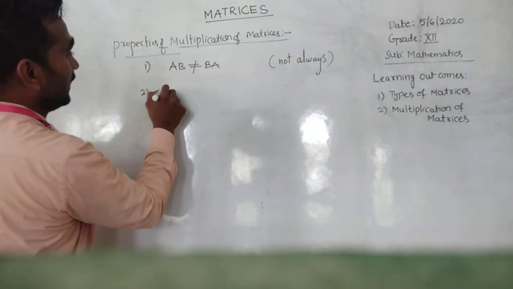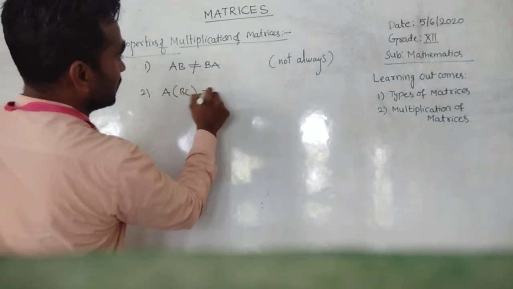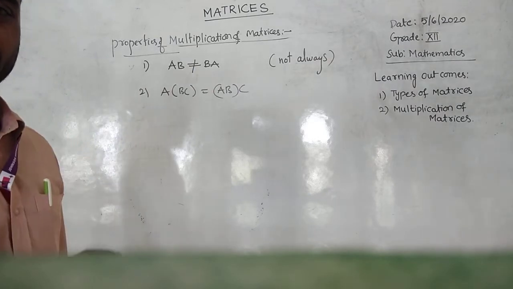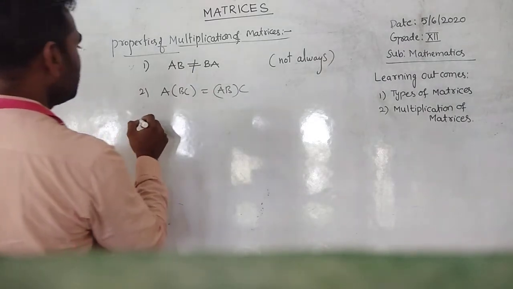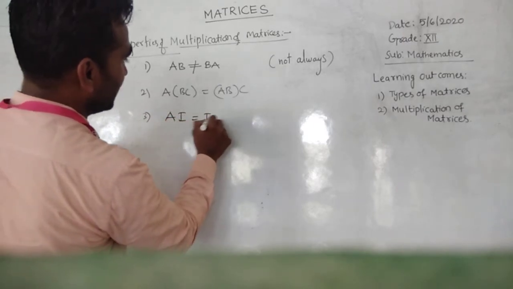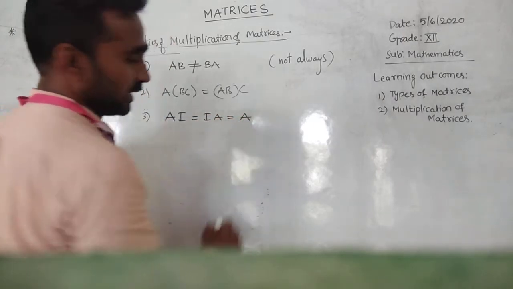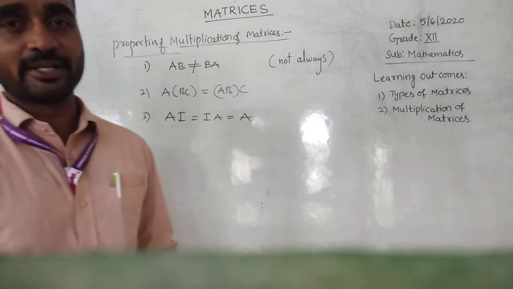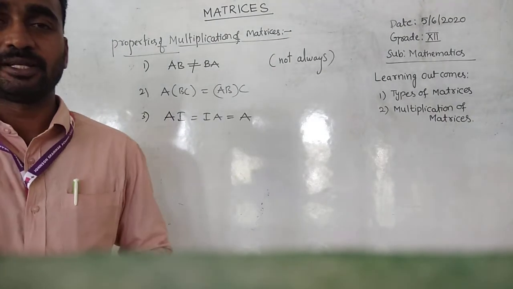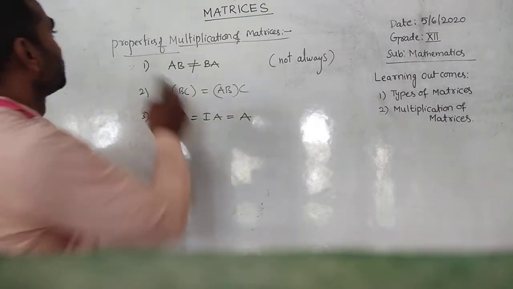And second one, A(BC) is equal to (AB)C. The matrix multiplication is associative. And third one, A into I is equal to I into A is equal to A, where I is the multiplicative identity of matrices. So these are the properties of multiplication of any two matrices.